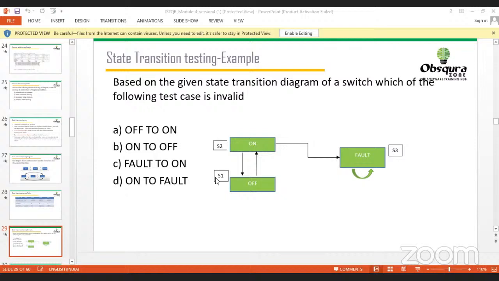Okay. So the transitions on to off, off to on are mentioned here, and on to fault is also mentioned here. The one that is not mentioned is fault to on in the state transition diagram. So a state transition diagram consists of only valid transitions. So this C, invalid transition, is not mentioned in the state transition diagram. So that is the correct answer, option C.